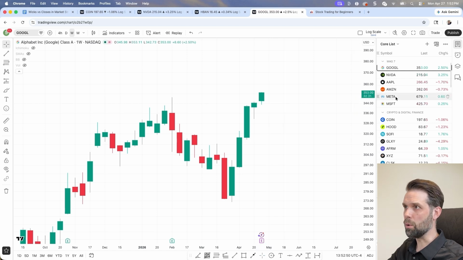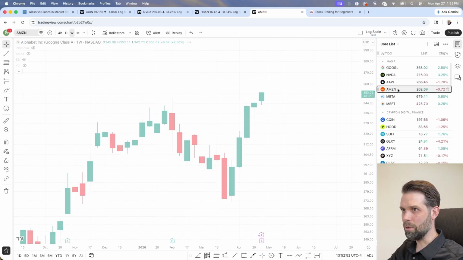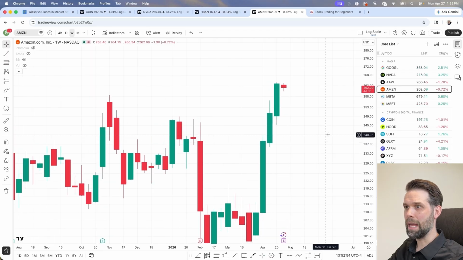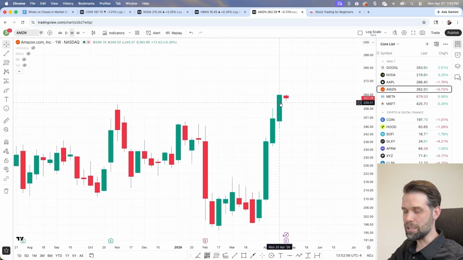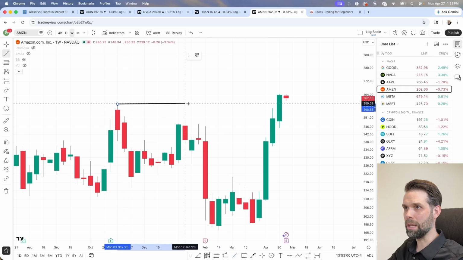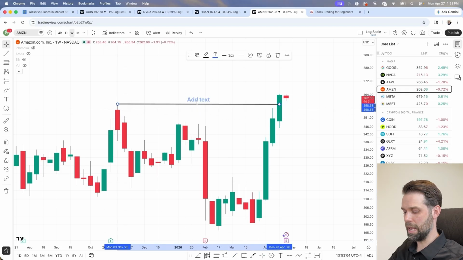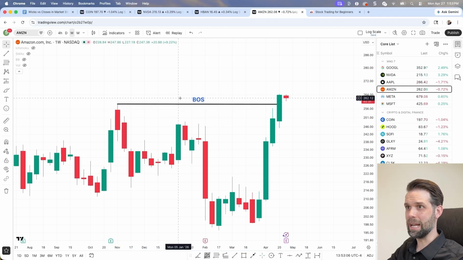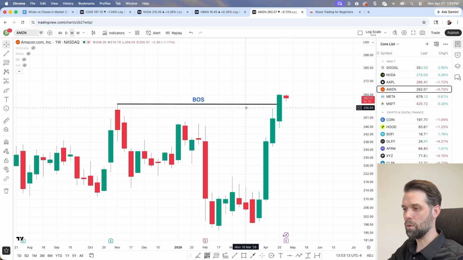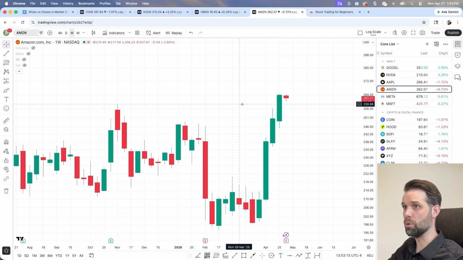support lower. So we can see another example, Amazon has broken out, and Amazon last week actually closed above this wick here. So we had a break of structure to the upside, which is a positive sign. It's a sign of trend continuation because we closed this candle up here above a prior wick. We have a break of structure to the upside.